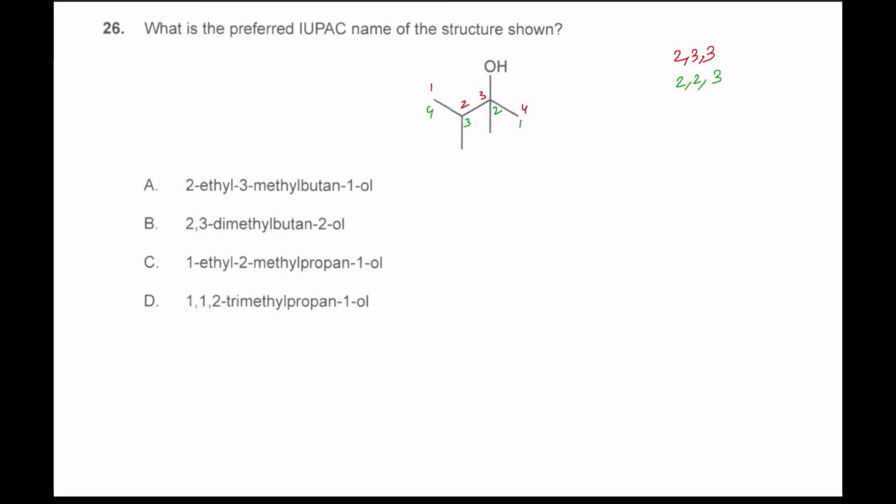So by the lowest locant rule, I'll choose this one. There is a clash at the first, ignore it; between 3, 3, 2 and 3, 2, 2, the latter is lower. So I'll number from right to left. Now, at 2 and 3, we have 2 methyl groups, so it'll be 2,3-dimethyl. The word root: you have 4 carbon atoms, so but, and all single bonds between the carbons, so butan. And the OH is present at 2, so butan-2-ol. So 2,3-dimethylbutan-2-ol, which is option B.